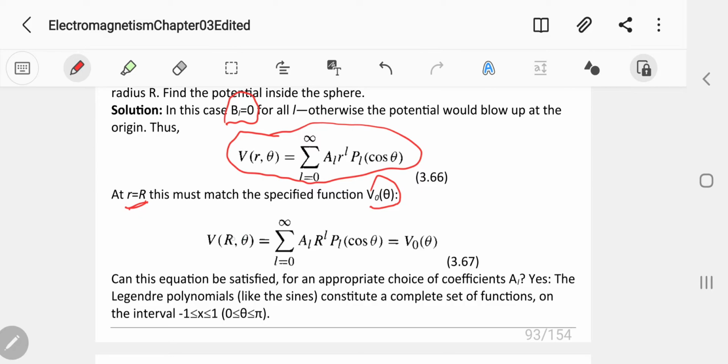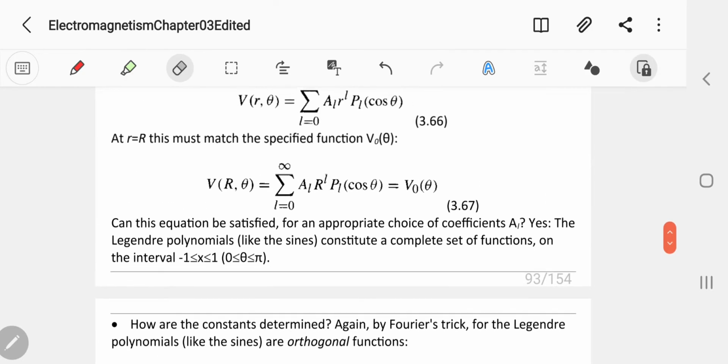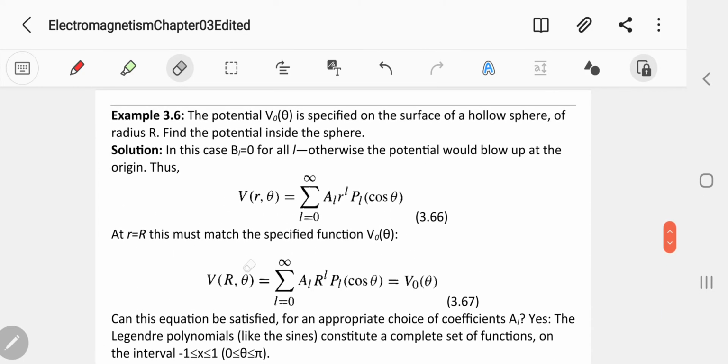So that V(r, theta) now becomes A_L R^L P_L. Now the r becomes the big R because it's now at the surface, where the surface has a potential V sub 0. So your potential would now look like this.